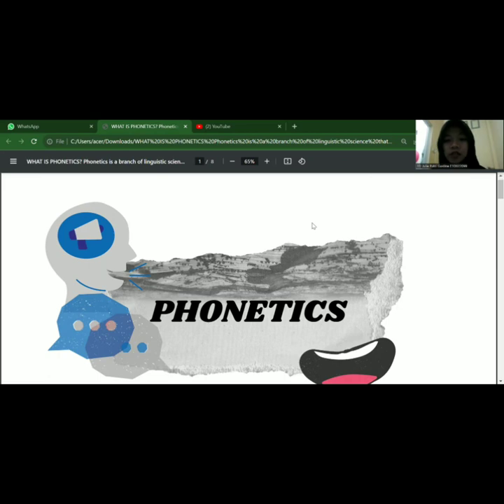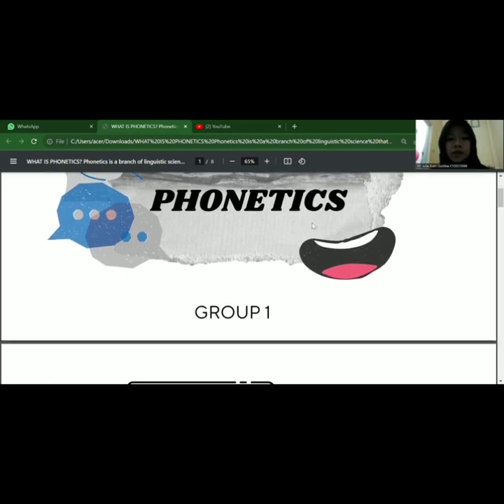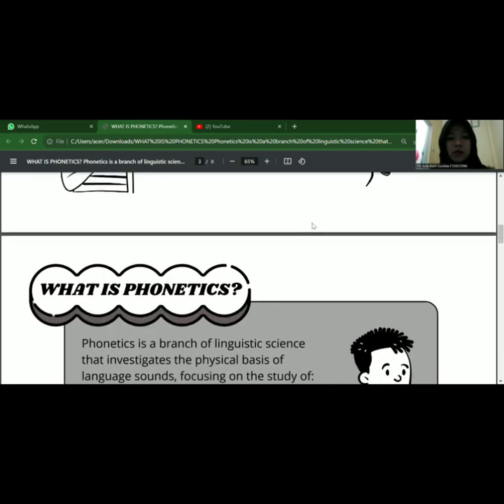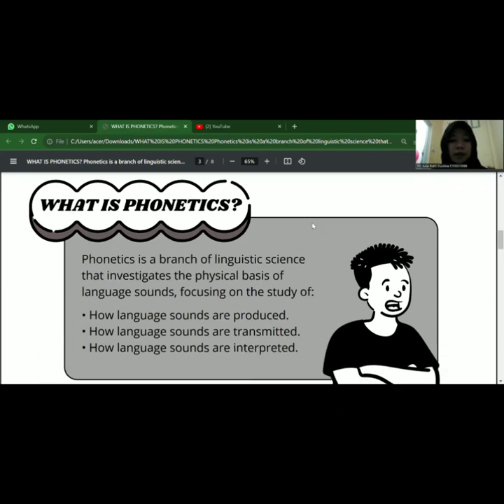I actually got phonetics and I will explain all the details about phonetics. So we're going to the first discussion: what is phonetics, or what is the definition of phonetics. Phonetics is a branch of linguistic science that investigates the physical basis of language sounds, focusing on the study of how language sounds are produced, how language sounds are transmitted, and how language sounds are interpreted. So it is actually how we use the language, how we produce the language.